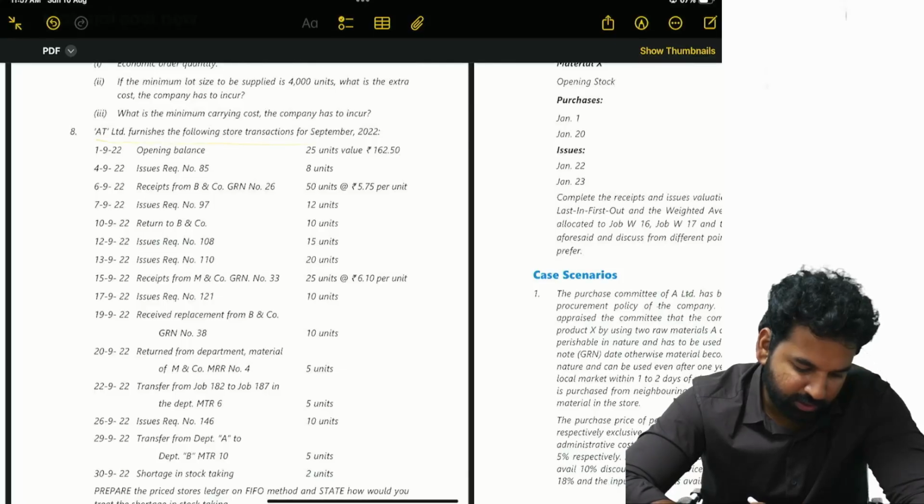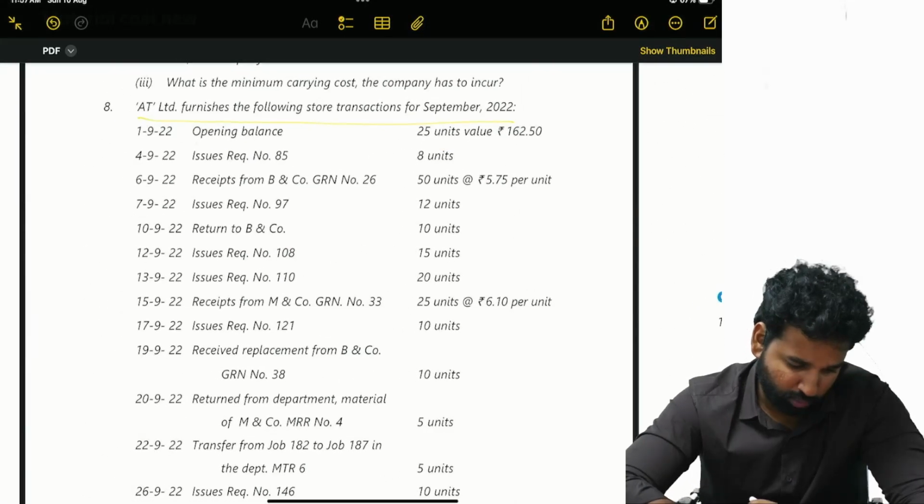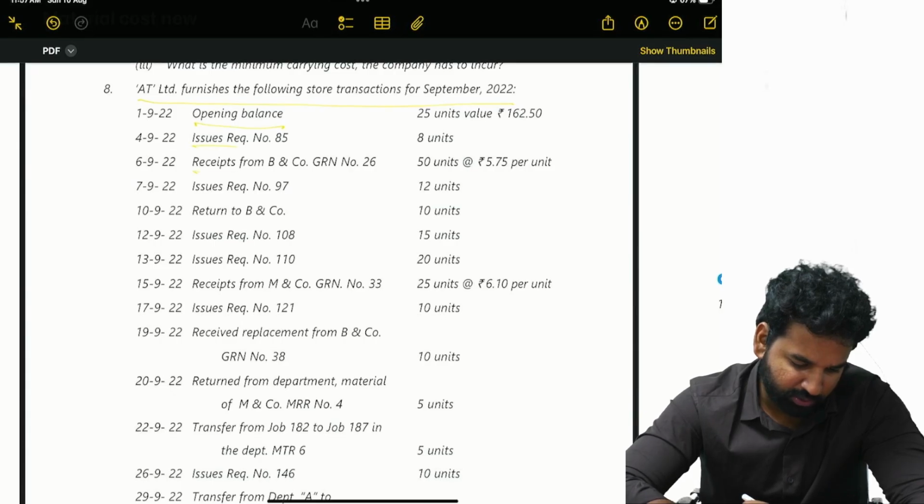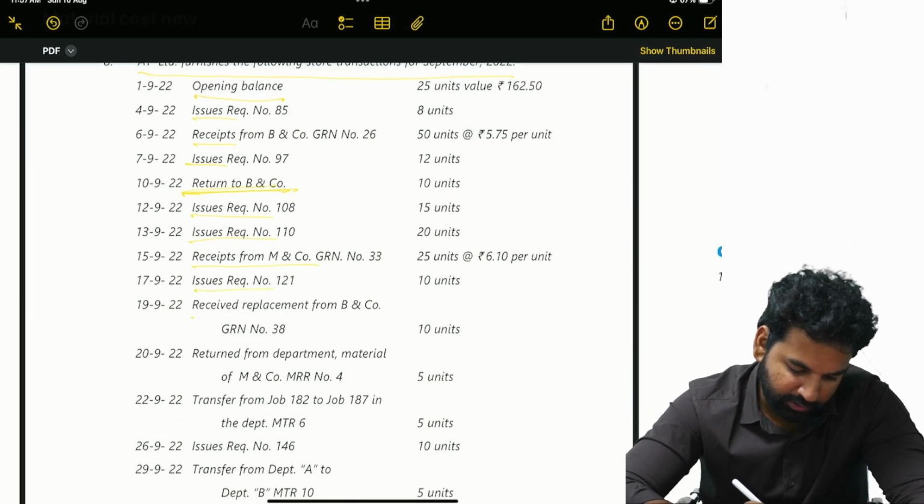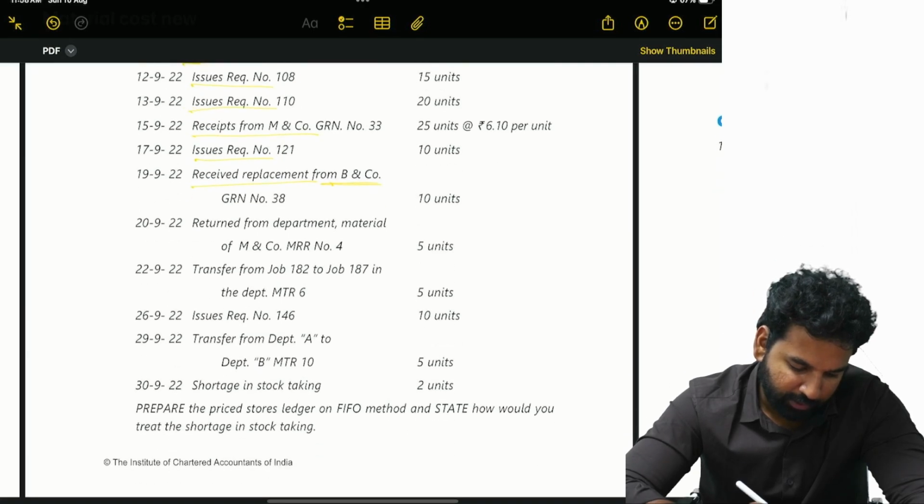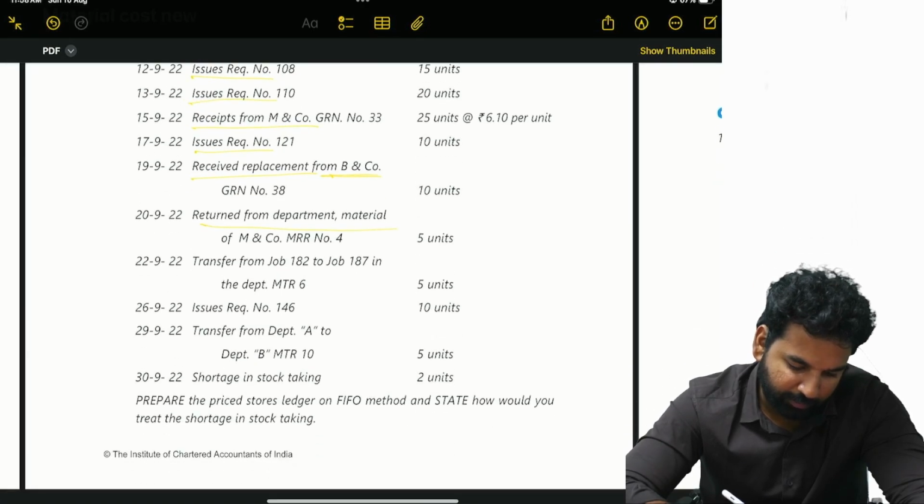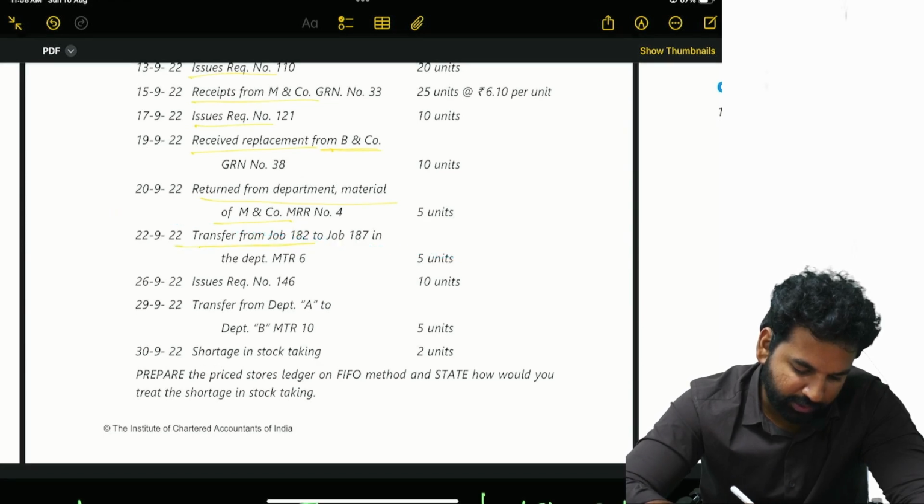AT Limited furnishes the following store transactions for September 22. Opening balance given. Issues, receipts, issue returns given. Issues, returns, receipts, issues, received replacement from B and Company. Return from department, material of M and Co. Transfer from job. See, transfers we need to ignore.